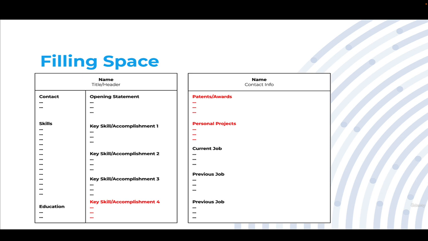It's important to consider that you need to fill space in the resume. Just because you don't have enough skills or accomplishments or job history, you can rearrange things in the resume. You can have additional accomplishments. If you don't have enough skills, you can put education. If you don't have education, you can put certifications. If you don't have a lot of job experience, for example, you can extend patents, other awards, and even personal projects onto the second page. The idea is to fill the space and to give the person looking at your resume a good idea of what you're about.